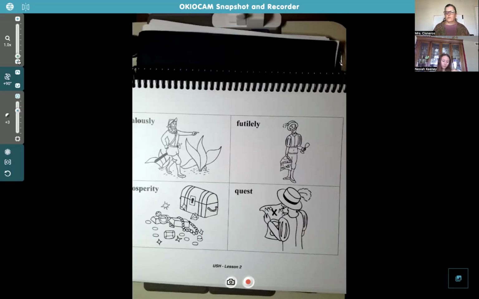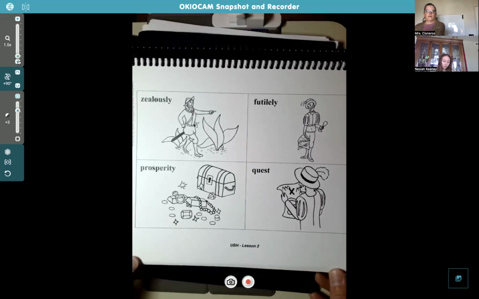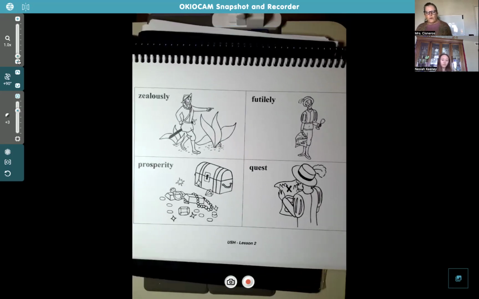Give me a second to cut those out. So while you're cutting, we'll just talk about them. We will always have 4 vocabulary words for each lesson.